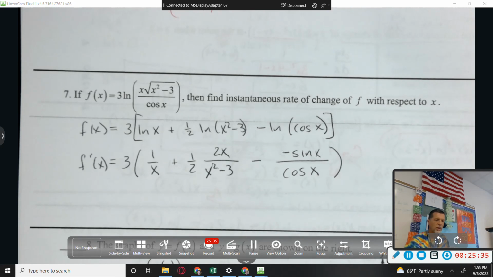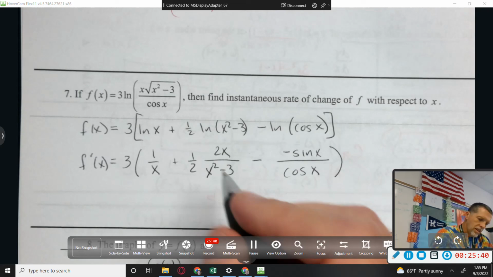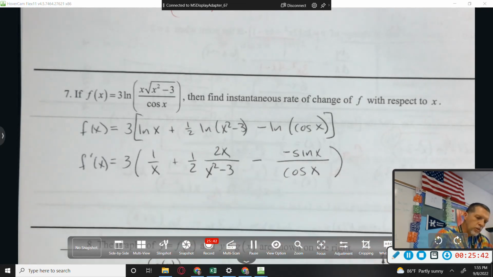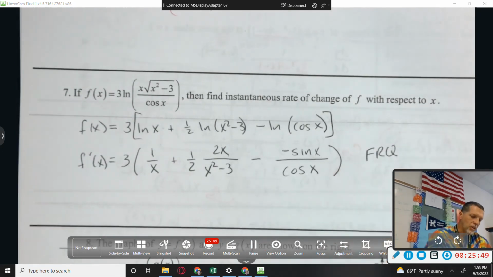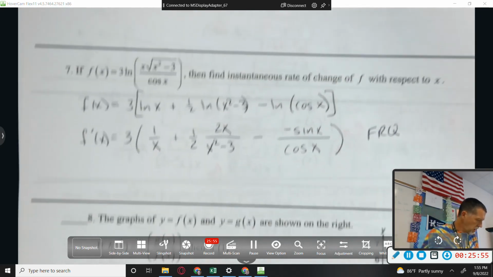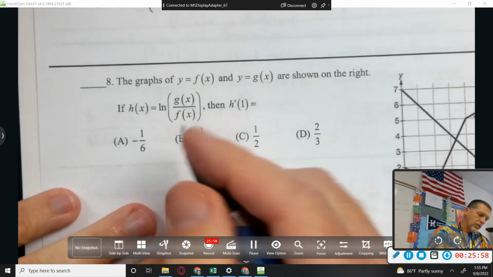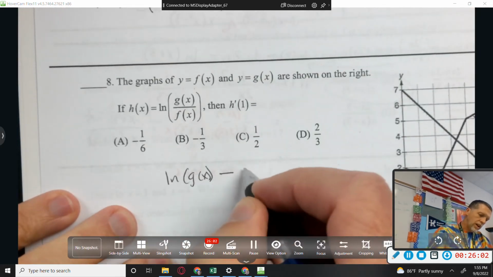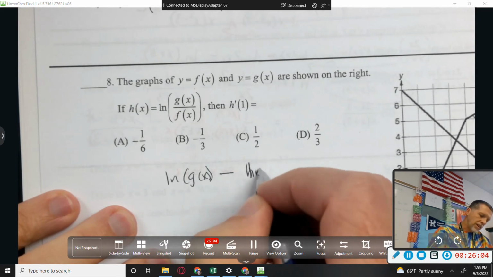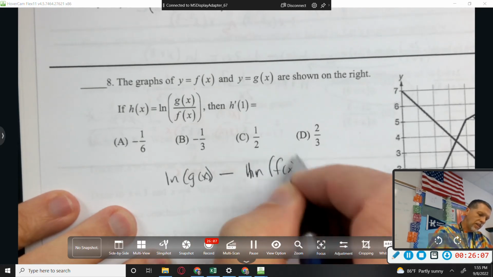So lots of places to clean that one up. You could reduce the 2's. Sine over cosine becomes tangent. So that's a great free response answer. Multiple choice answer probably does not look like that. Number 8 we won't get to, but I would just say already I'm going to do natural log of g minus natural log of f. That way I avoid the quotient.